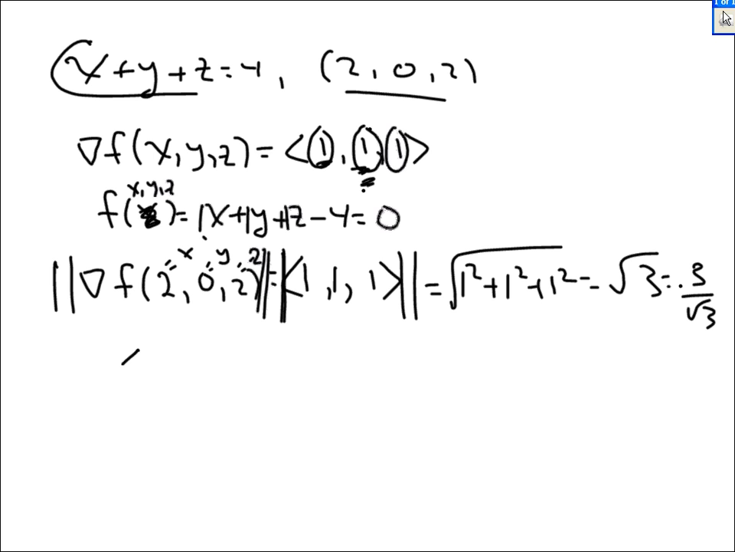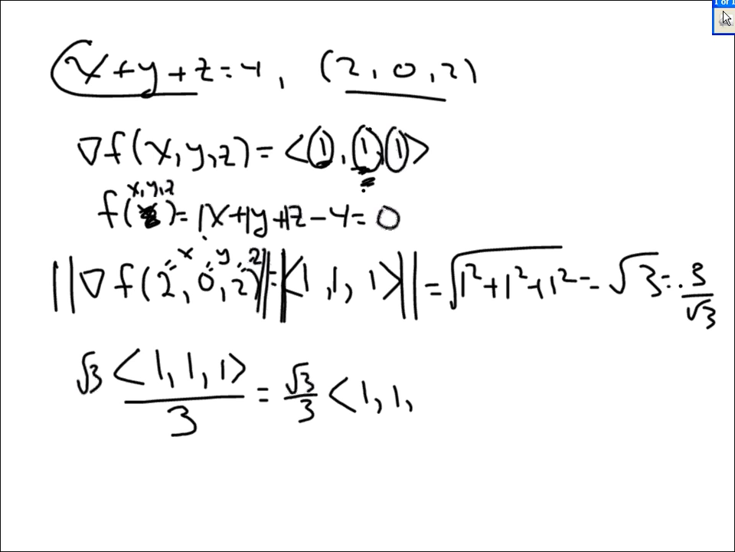So I'm going to take my vector 1, 1, 1, and I'm going to make the length 1 by dividing by 3 over the square root of 3. And if you prefer, you can put the constant right in front. And there it is.